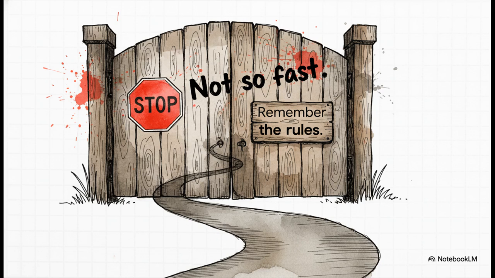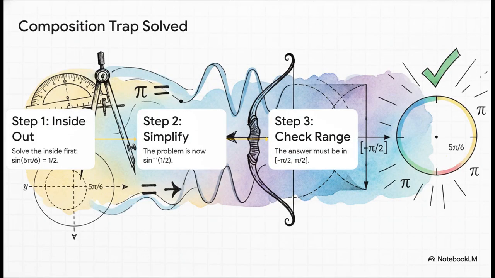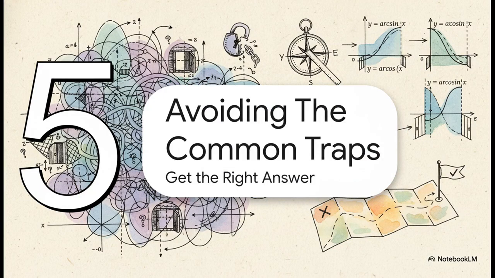Let's walk through this the right way. Here's the secret. You have to work from the inside out, always. First, what's the sine of 5 pi over 6? Well, that's just 1/2. Easy enough. So now the problem just becomes, what's the inverse sine of 1/2? And we already know the answer to that has to be in the arcsine range. So the final correct answer is pi over 6, not 5 pi over 6. See? Once you know the inside-out trick, that trap isn't so scary.